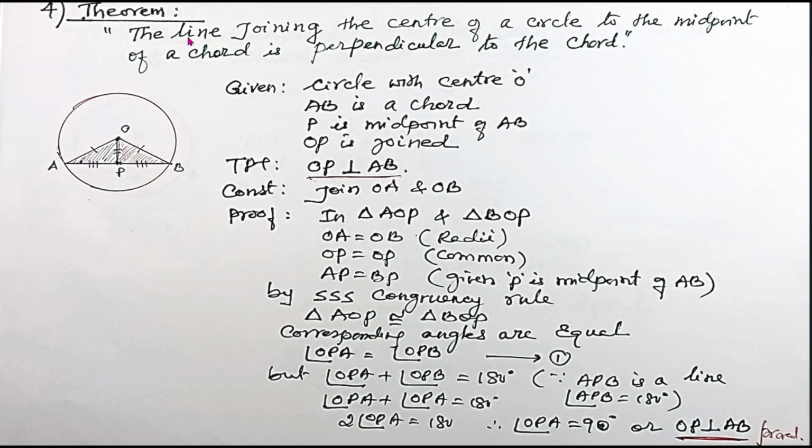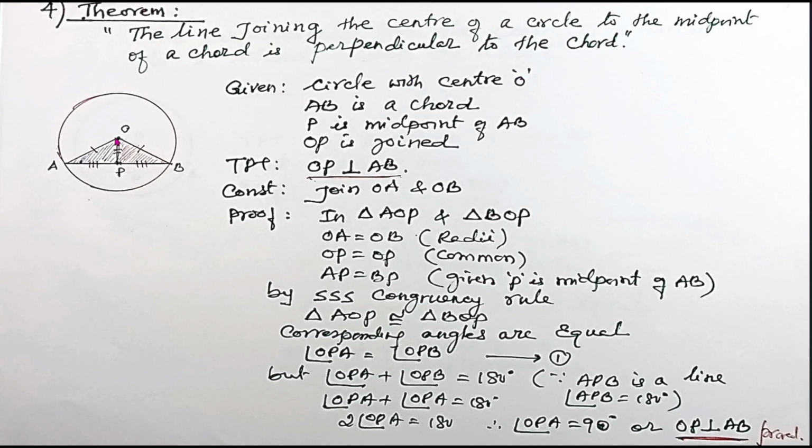This theorem states that the line joining the center of a circle to the midpoint of a chord is perpendicular to the chord. What is the meaning of this? We are given a circle with center O, AB is a chord, P is the midpoint of AB, and O is the center of the circle. When we join OP, that means when P and O are joined, then we have to prove that OP is perpendicular to AB. So let us see how to prove it.